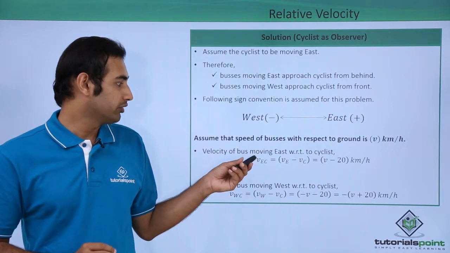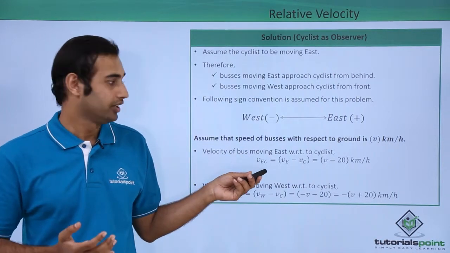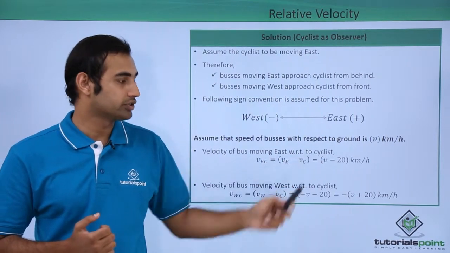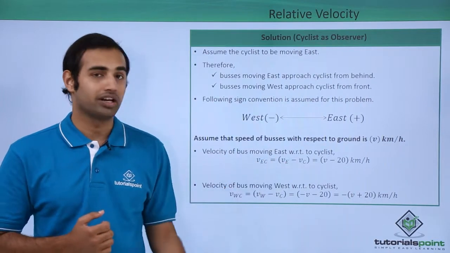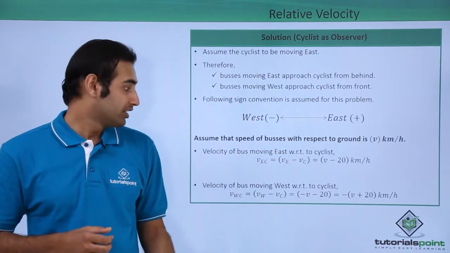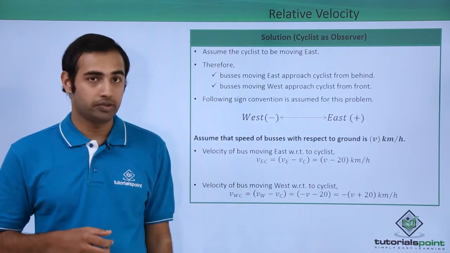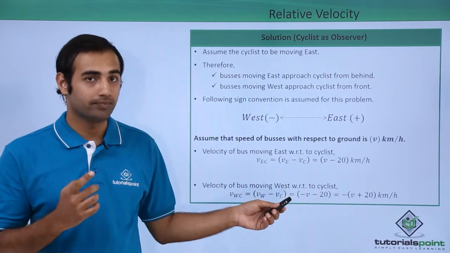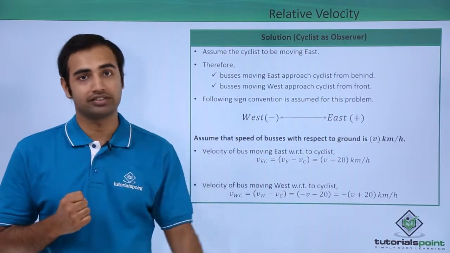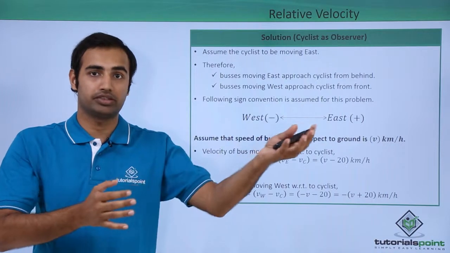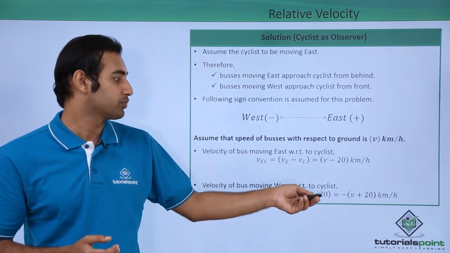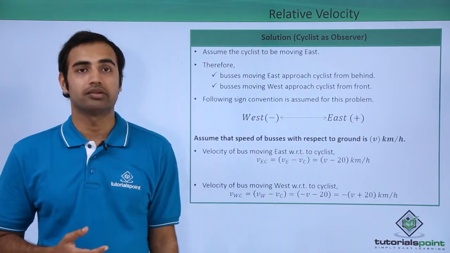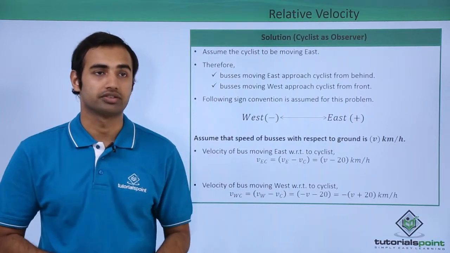Correct? So I can say that velocity of buses moving east with respect to the cyclist is simply VE minus VC with the formula of relative velocity, and this comes out to be v minus 20 kilometers per hour because both the values are positive from our sign convention. Similarly, velocity of buses moving west with respect to cyclist will be VW minus VC, correct? Now VW has to be minus v, correct, because v is just the speed and negative direction is the sign convention for the buses traveling westwards. Minus v minus plus 20 is minus of v plus 20 kilometers per hour. So now we have obtained the velocity of buses with respect to cyclists, for both the direction buses.